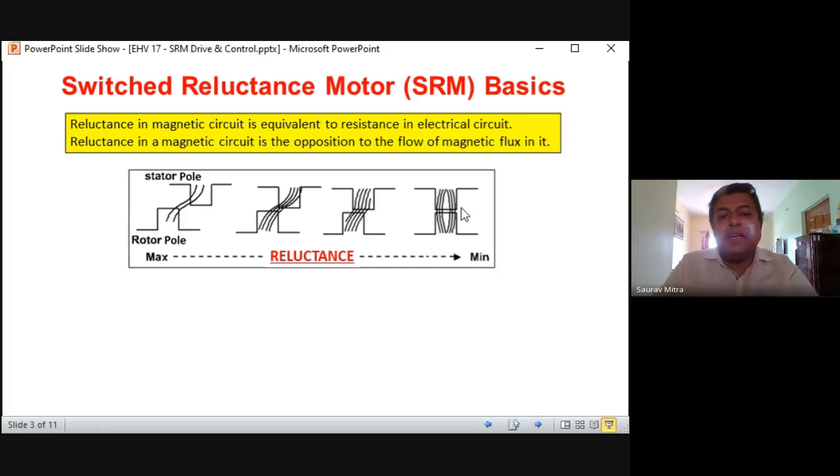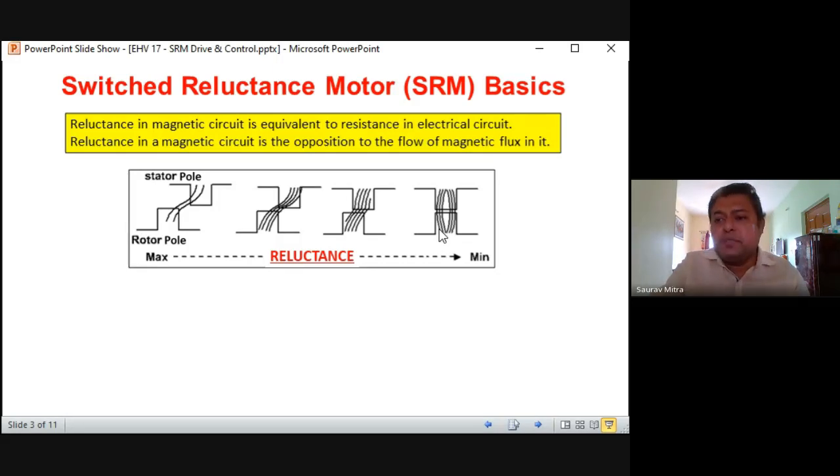In the last case, stator and rotor are perfectly aligned. This is called least reluctance. That means the resistance to flux flow between stator and rotor is minimum, because rotor and stator are perfectly aligned. So the principle of the switched reluctance motor is, whenever the rotor and stator poles are not aligned, it is the property of the rotor that it will try to align itself in such a way that the reluctance between stator and rotor is minimum.